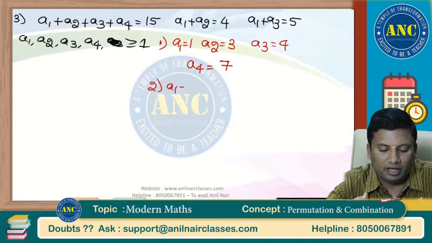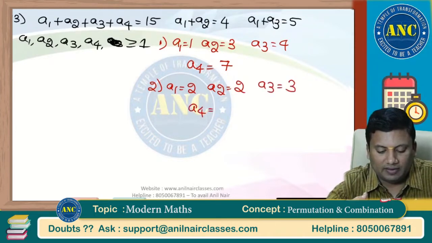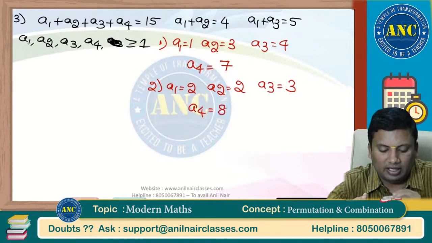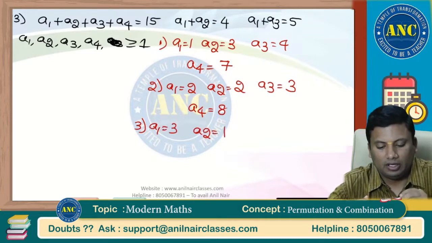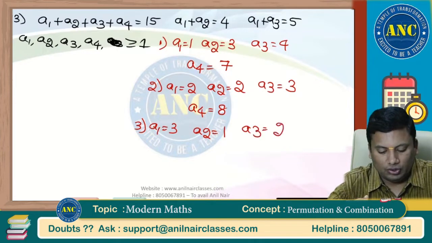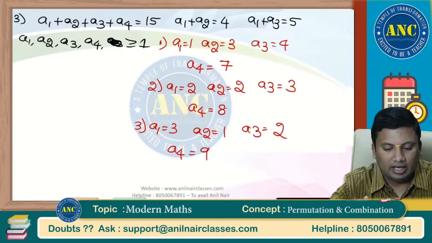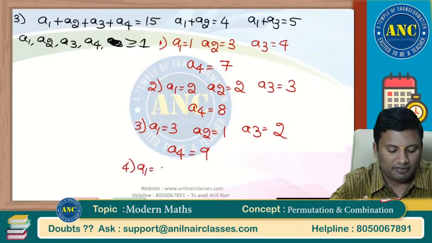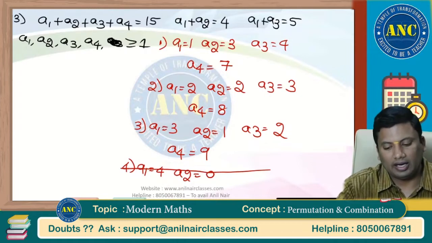If A1 is 2, A2 will be 2, A3 will be 3, A4 will be 7, 5, 7, these nothing but 8. I hope it is clear. If A1 is 3, A2 will be 1, A3 will be 2, 3 plus 1 is 4, 4 plus 2 is 6, A4 is nothing but 9. A1 cannot be 4 because if A1 is 4, A2 will become 0, but all are greater than or equivalent to 1.